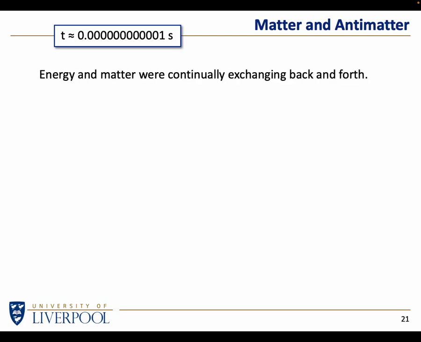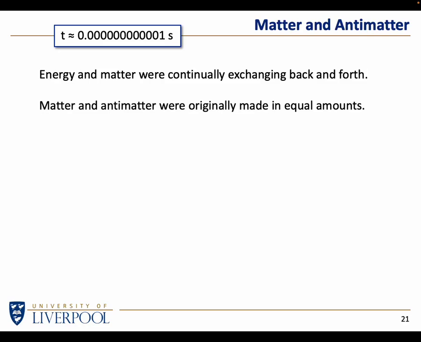What happened to matter and antimatter? Well, we borrowed energy, and we can use that energy to make matter and antimatter. Energy and matter and antimatter are continually exchanging backwards and forwards. Originally, matter and antimatter are made in equal amounts. If you've got a certain amount of energy, if you want to make some matter, you've got to make an equal amount of antimatter. They always occur together.